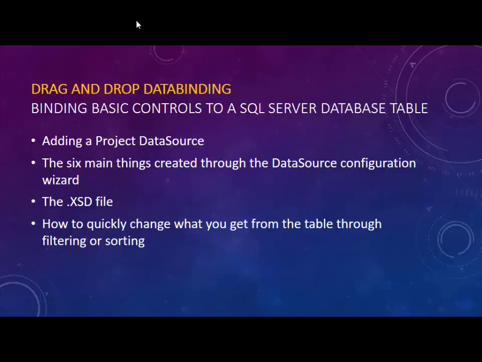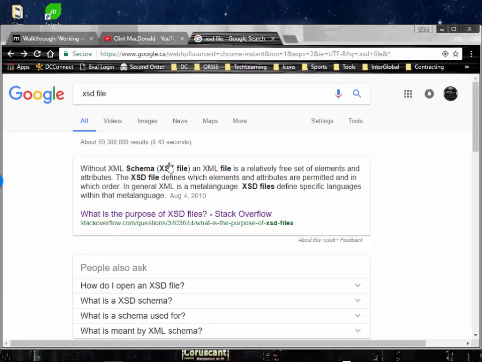So what we're going to do today is look at drag and drop data binding. We're going to look at binding some basic controls to a SQL Server database, which means going through adding a project data source to a project. There are six things that happen when you create a data source, and we'll look at each of those six things. Specifically, look at the XSD file, which is an XML schema file, and then how to quickly change what we get through some filtering and sorting. So let's get into it quickly.